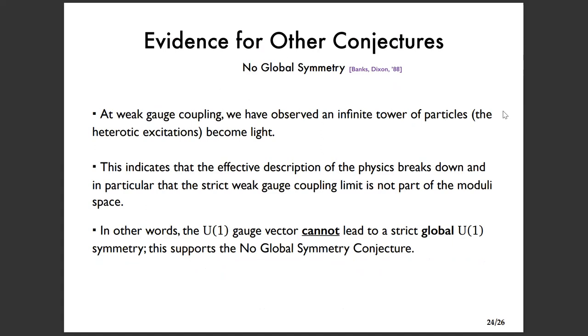And finally, let me very briefly comment on no global symmetry. At weak gauge coupling, we have seen that an infinite tower of particles become light, which indicates that the effective description of the physics breaks down. In particular, the strict weak gauge coupling limit is not part of the moduli space. In other words, the U(1) gauge vector cannot lead to a strict global U(1) symmetry, which supports the no global symmetry conjecture. So with that, let me summarize the talk.